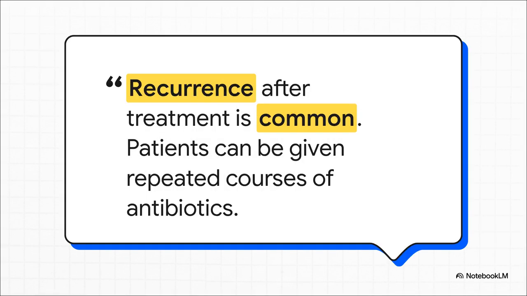All right, now for the tough part about SIBO. It loves to come back. I mean, recurrence is incredibly common. Think about it. You can clear out the bacteria with a course of antibiotics, but if that underlying problem, that structural issue or slow motility, is still there, the bacteria are just going to grow back. This means managing SIBO is often a long-term strategy, sometimes even requiring cycles of antibiotics to keep symptoms under control.